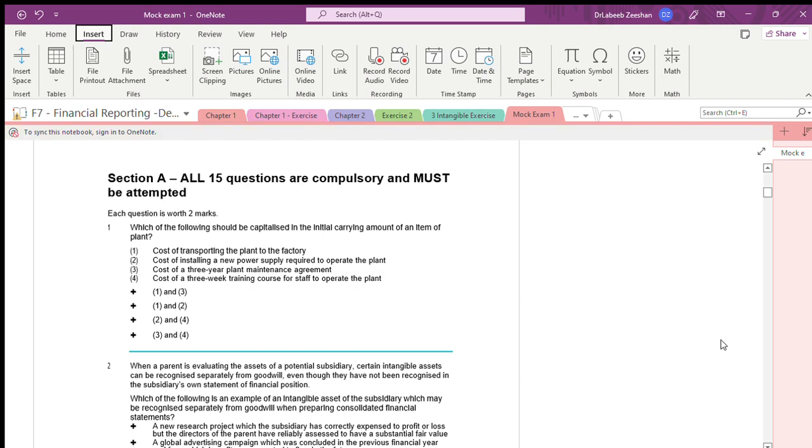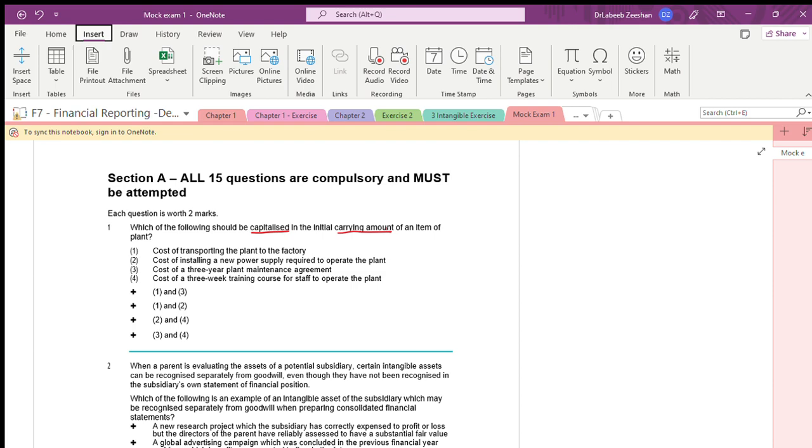Which of the following should be capitalized in the initial carrying amount of an item of a plant? You tell me, I am here to support you. You tell me right or wrong, nothing will happen. You are the only person with me.